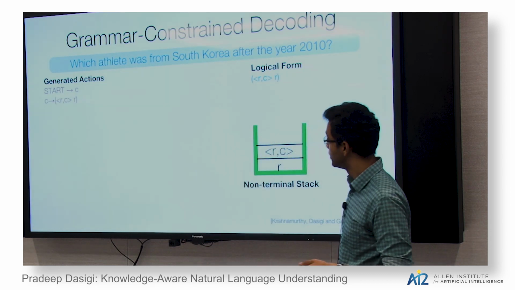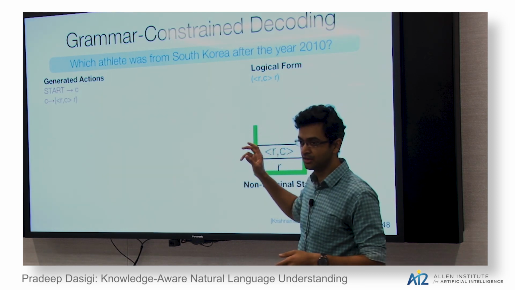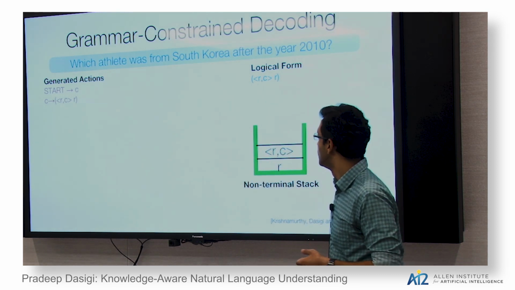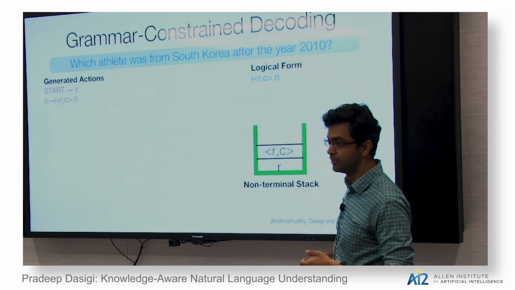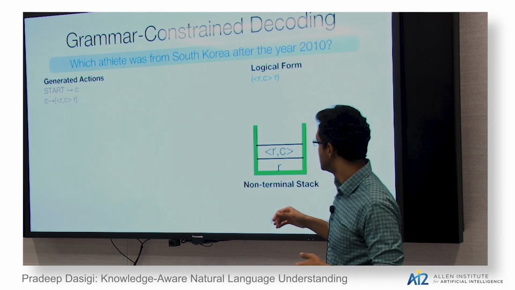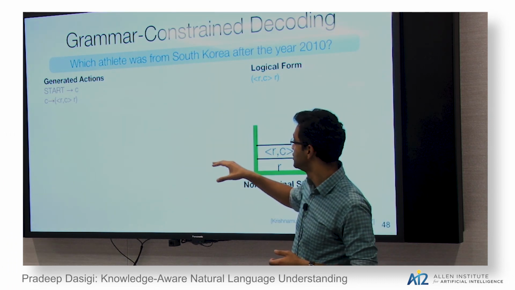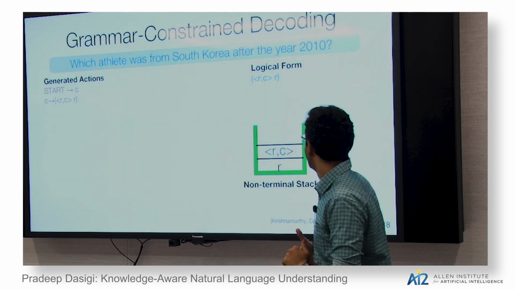First, we generate this action start gives C. C here is a cell type from the table, which is correct because the question is actually asking to retrieve a specific cell from the table. And the second action we produce is an application of a function on a basic type, which is a row.